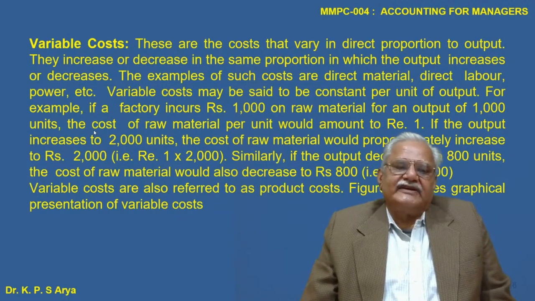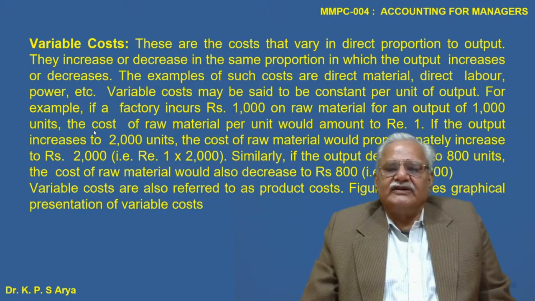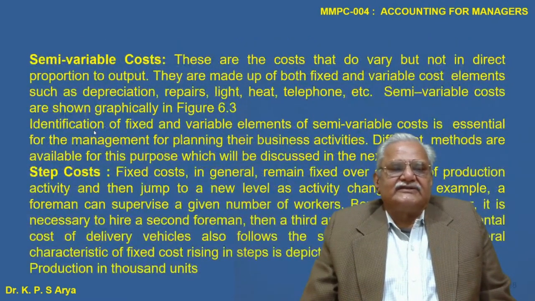For example, if a factory incurs rupees 1,000 on raw material for an output of 1,000 units, the cost of raw material per unit will be rupees 1. If the output increases to 2,000 units, the cost of raw material would proportionately increase to rupees 2,000, that is 1 multiplied by 2,000. Similarly, if the output decreases to 800 units, the cost of raw material would also decrease to rupees 800, 1 multiplied by 800. Variable costs are also referred to as product cost.